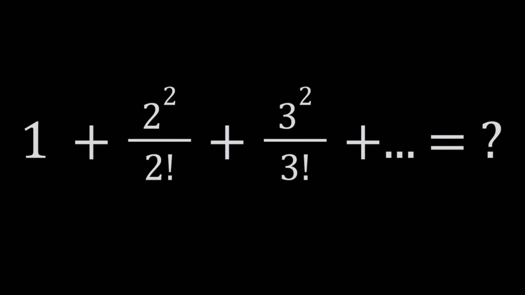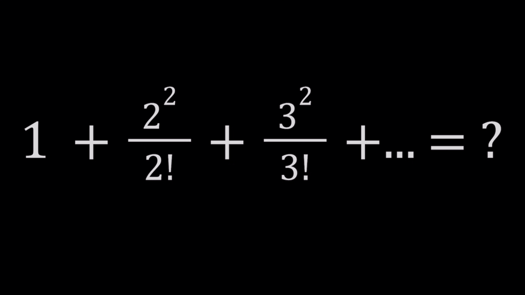Hello everyone. In this video, we're going to be evaluating an infinite sum with factorials. We have 1 plus 2 squared over 3 factorial plus 3 squared over 3 factorial plus 4 squared over 4 factorial and so on and so forth. Hopefully you get the idea. We have perfect squares in the numerator and factorials in the denominator.